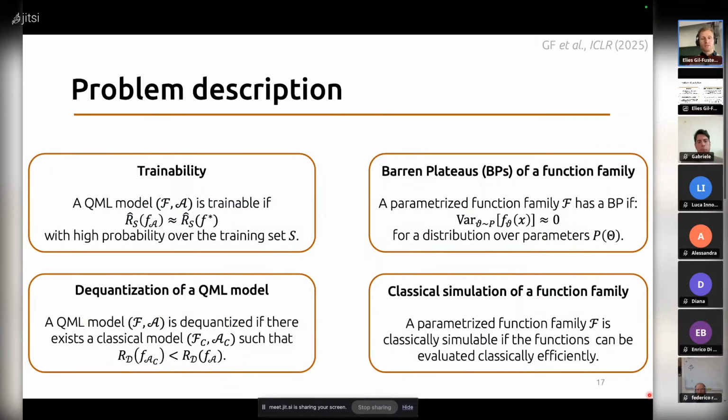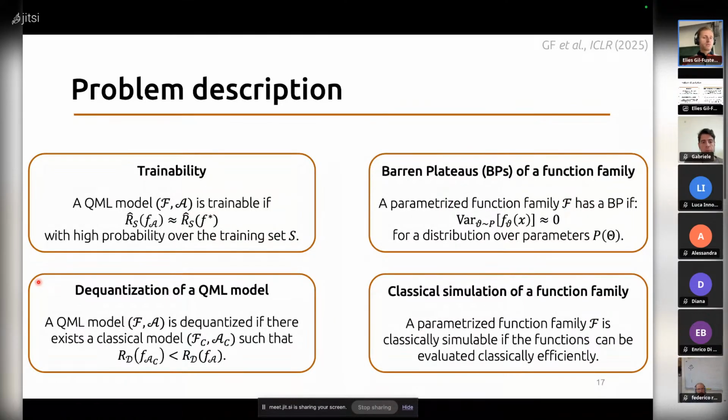Again, we needed to be the pedantic people in the room. We had to define everything very carefully because we noticed that this had not been done for supervised learning with quantum machine learning models. Trainability we already defined. Barren plateaus we already defined also. Before I talked about concentration, but this is the same as saying the variance is essentially 0.